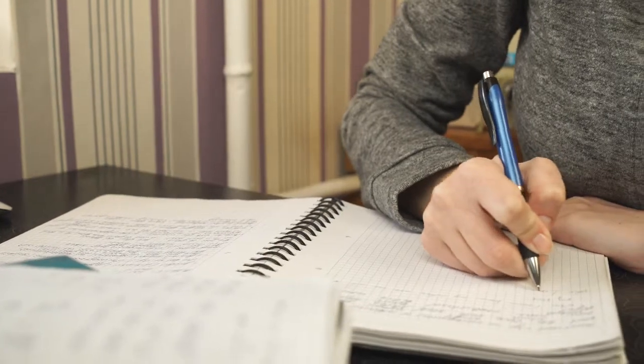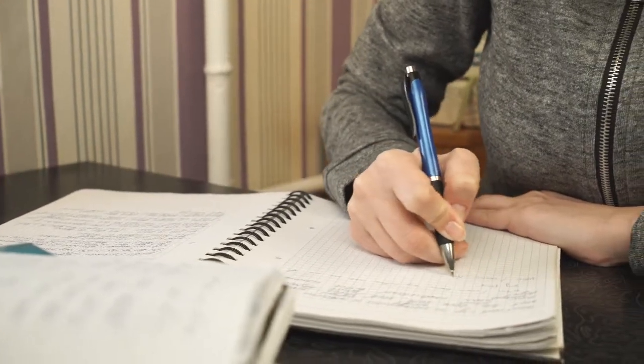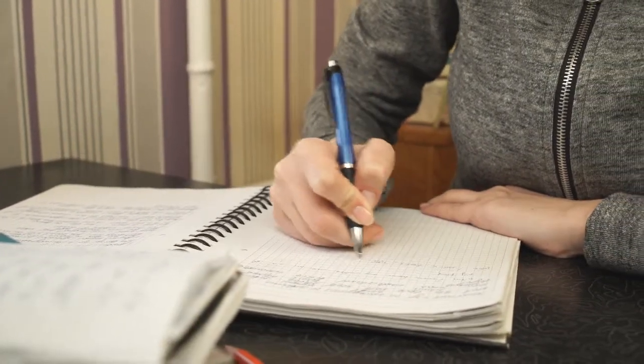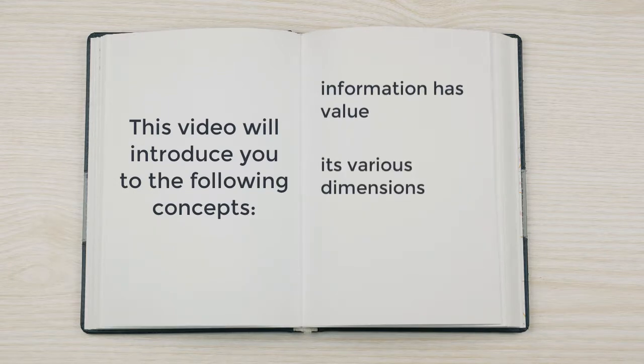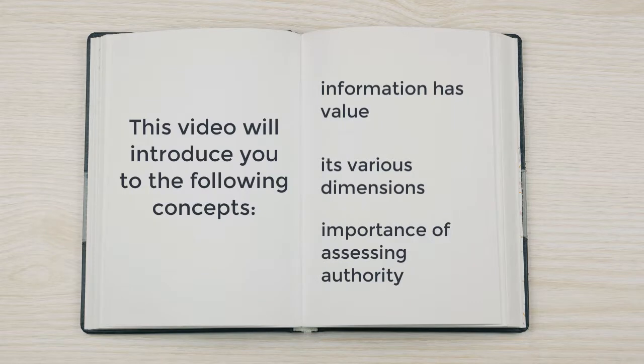Your courses will require you to use a multitude of resources in order to complete your assignments. But before you can do that, you need to understand the types of materials that are available and how to use them for an academic assignment. This brief video will introduce you to the concept of understanding the value of information, its various dimensions, as well as the importance of the concept of authority and how we apply it to publications.